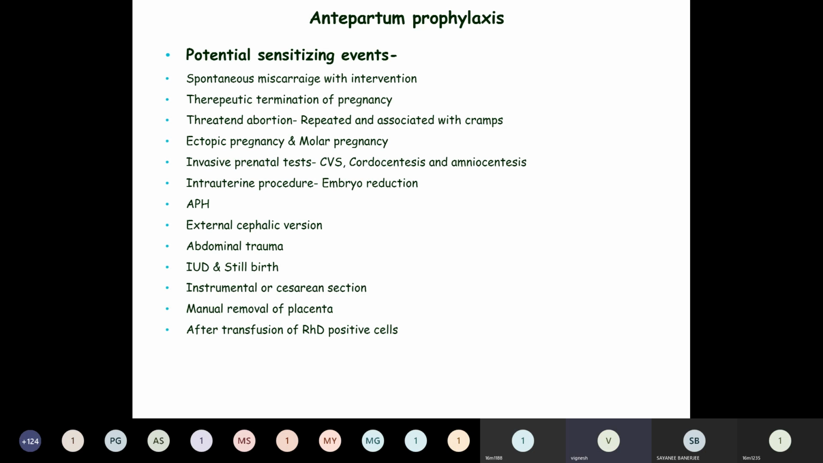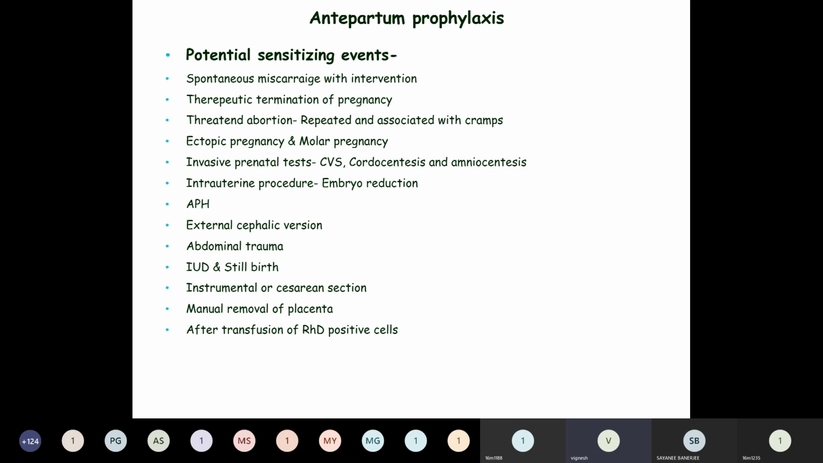So antepartum prophylaxis, as I already told you, these potential sensitizing events, all which I've told earlier, that is spontaneous miscarriage, therapeutic termination of pregnancy, ectopic or molar pregnancy, invasive prenatal tests like cordocentesis, CVS, amniocentesis, intrauterine procedures like embryo reduction, APH, external cephalic version, abdominal trauma, IUD, stillbirth, instrumental or cesarean section, manual removal of placenta, and after transfusion of Rh positive cells, all require antepartum prophylaxis.